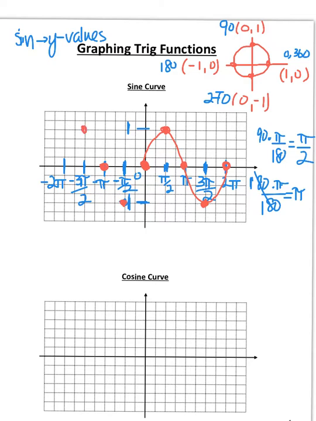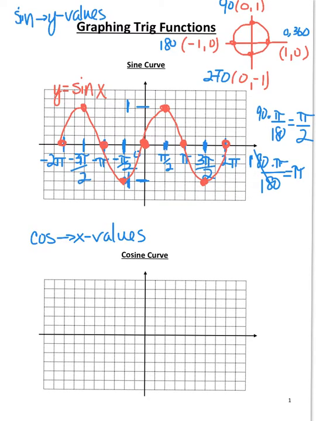And lastly, negative 2 pi, I'm starting here at 0 degrees, and I'm going around negative 360, which lands me right where I started, right? And its y value is 0. So I'll have a dot right there. So if I connect these, this is what the graph will look like. Okay, so this is your sine curve.